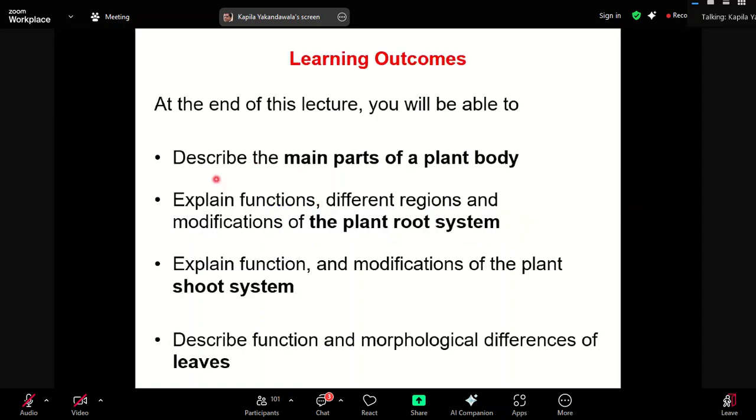So in plant vegetative morphology, we look at the external appearance of the plants, right? So this is the yellow, describe the main parts of a plant body. It's very simple, even O level you learned it. Then explain the functions and different regions and modifications of the plant root system and shoot system. Functions, regions, and modifications of shoots and root system. Then describe the functions and morphological differences of leaves.